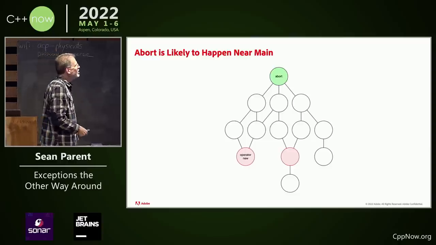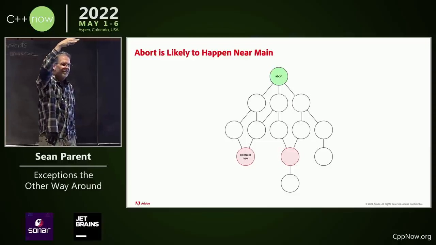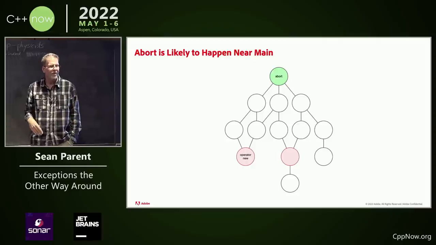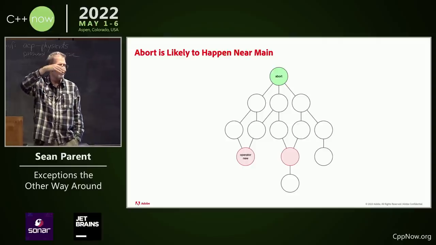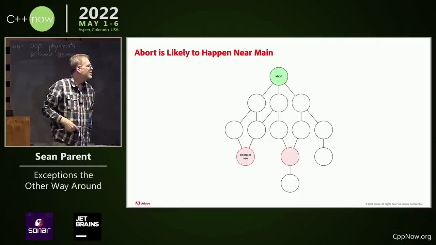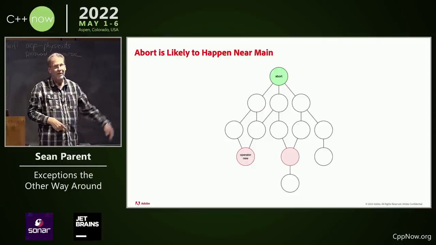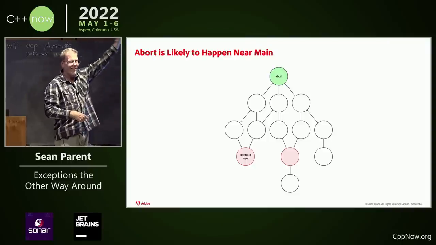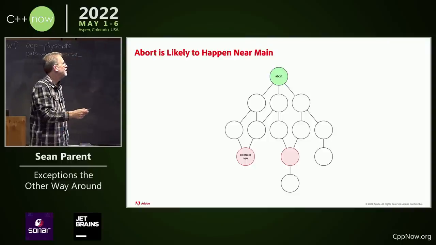Okay? Abort is likely to happen up near main, somewhere up there. Sometimes it's above main in the sense that you throw an exception and you never catch it. That's another way to terminate, right? Just let it go right off the top.